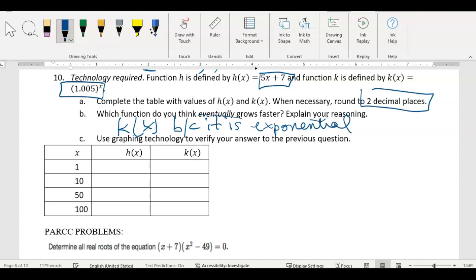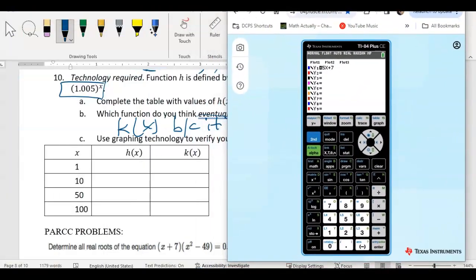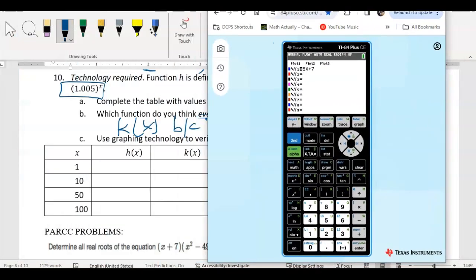Now, we want to go ahead though and plug these values into our calculator and then go ahead and fill in our table. So let me go ahead and get our calculator up. All right, so I have my calculator now. I'm going to do 5x plus 7 is my one equation, and then let me move this so I can see my other equation. 1.005 to the power of x. And I'm going to second table to see my values.